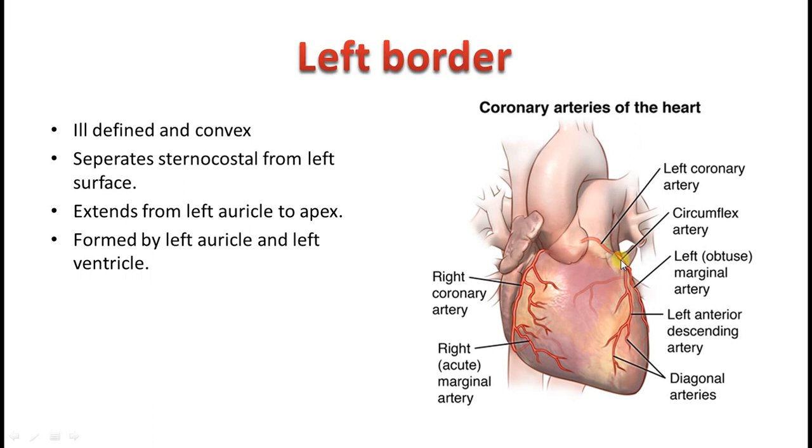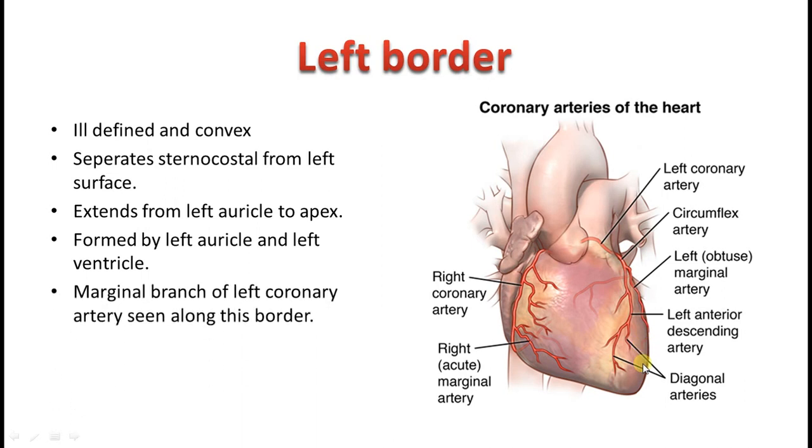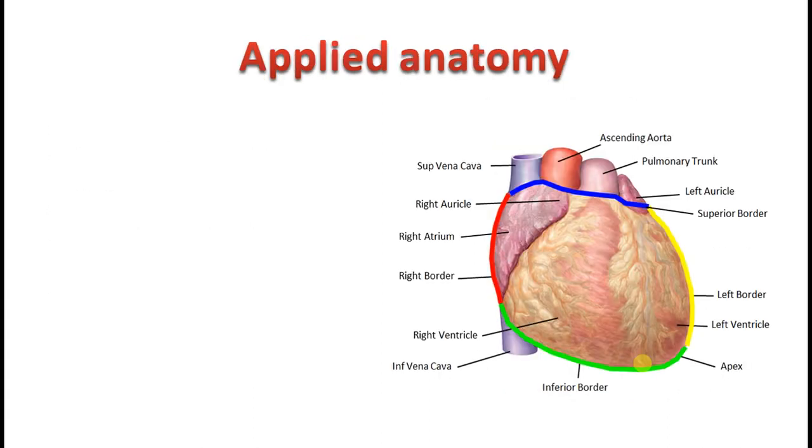Mainly formed by the left auricle and the left ventricle. Left marginal artery. This border is also called margo obtusus, whereas the inferior border is called margo acutus. The left marginal artery is seen along this left border, which is mainly formed by the left auricle and the left ventricle. So that is about the left border of the heart.